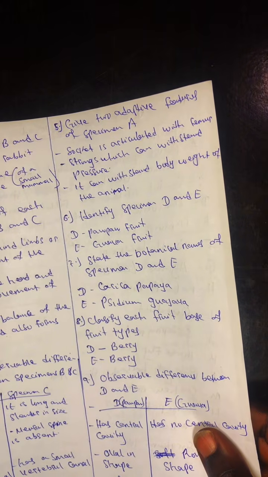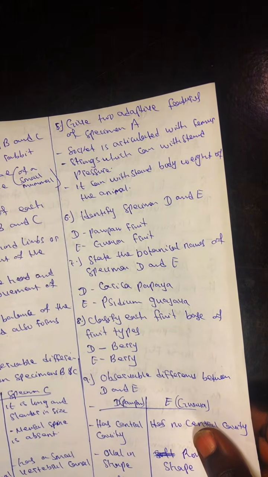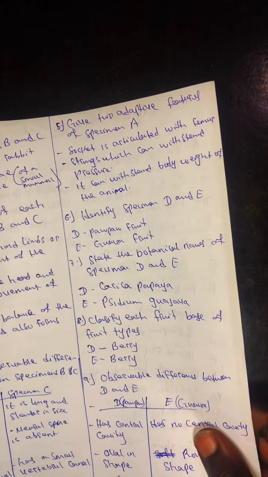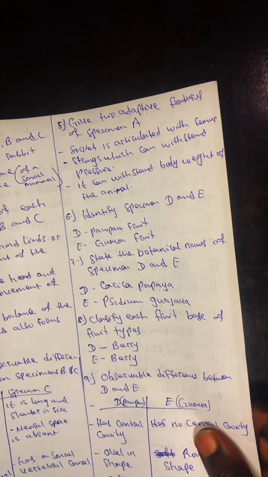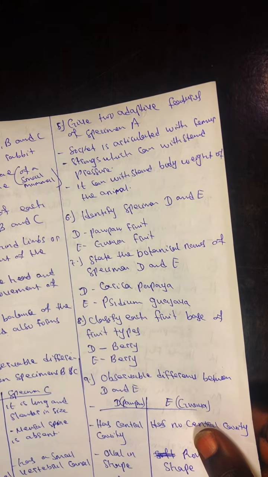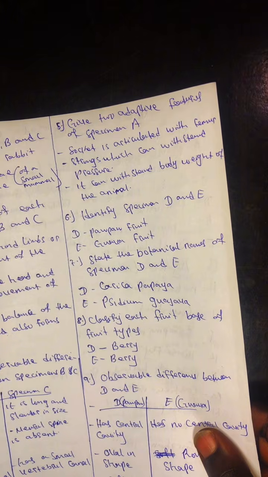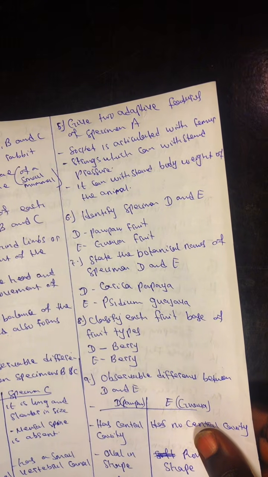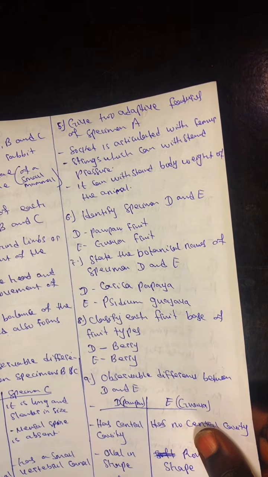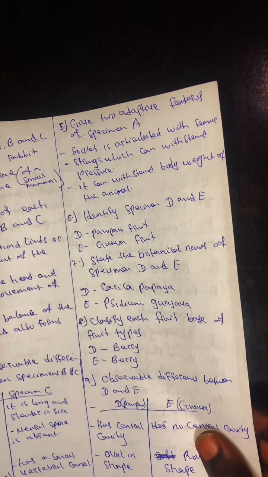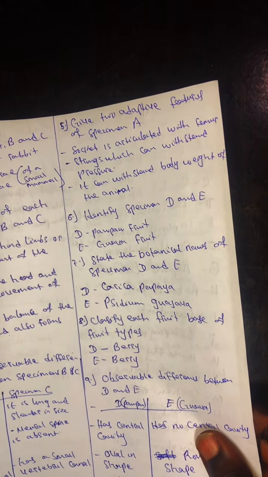Number 1, socket is articulated with femur. What's the meaning of femur? Which is the longest bone in the body. The socket is articulated. Articulated means joined together. Strong. Did you get what I'm saying now? Like a strong which can withstand pressure, meaning they are strong and can withstand pressure. Take note of that. Strong and can withstand pressure.